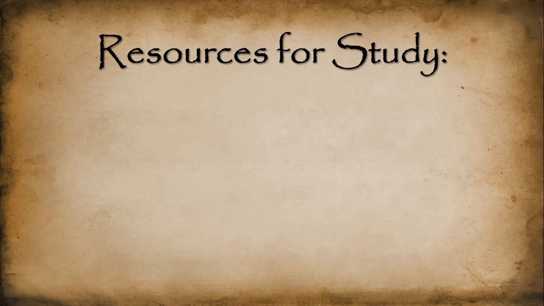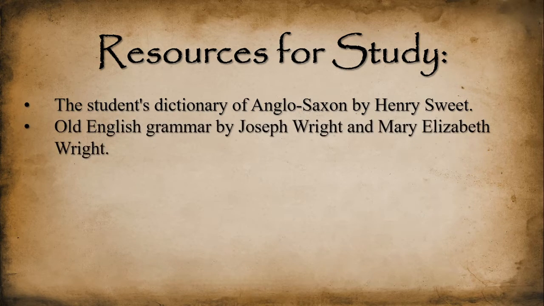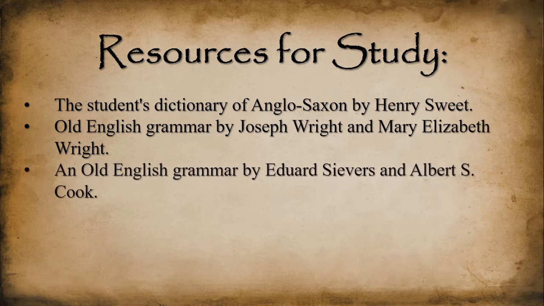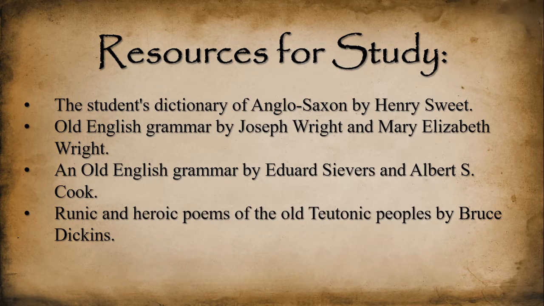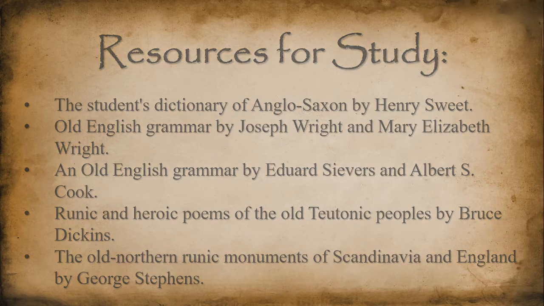Here are some resources for self-study, and in fact the same resources that I used to make this video. We have The Student's Dictionary of Anglo-Saxon by Henry Sweet, Old English Grammar by Joseph Wright and Mary Elizabeth Wright, An Old English Grammar by Edward Sievers and Albert S. Cook, Runic and Heroic Poems of the Old Teutonic Peoples by Bruce Dickins, and The Old Northern Runic Monuments of Scandinavia and England by George Stephens.